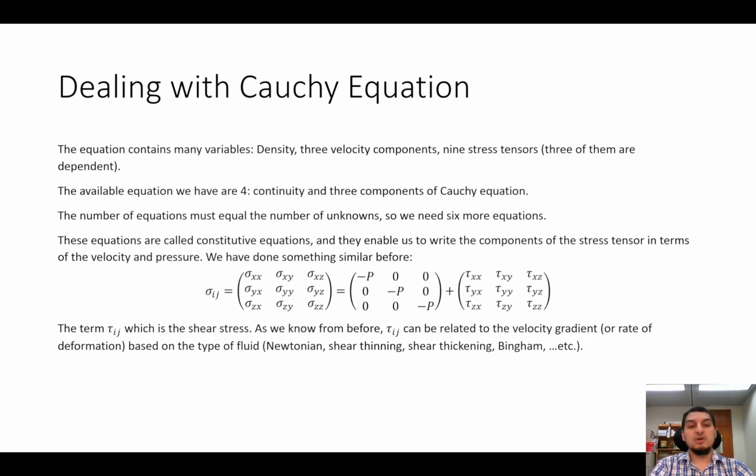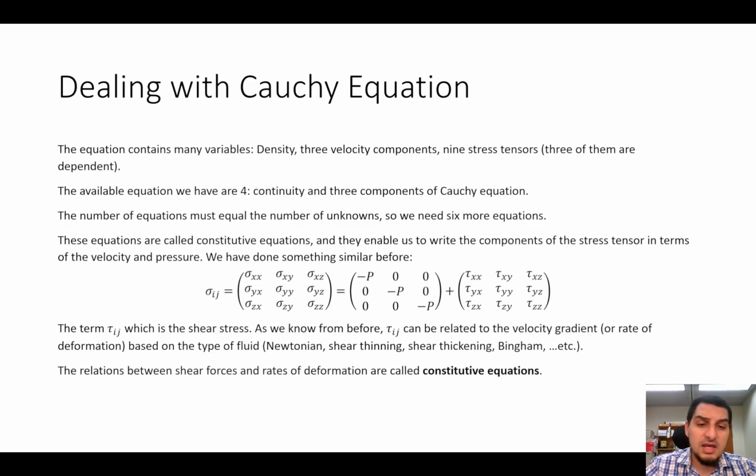Okay, so with this information, if we know these 6 shear stresses, we can now have the number of equations equal to the number of unknowns, and we'll have a good understanding of how the fluid behaves, and we can solve the problem, or rather, we can have solvable equations. Because you have 10 equations and 10 unknowns, so it's a big deal.